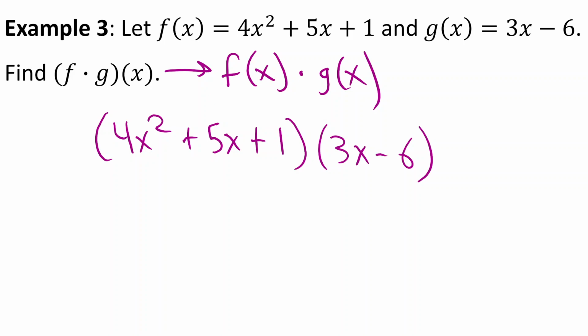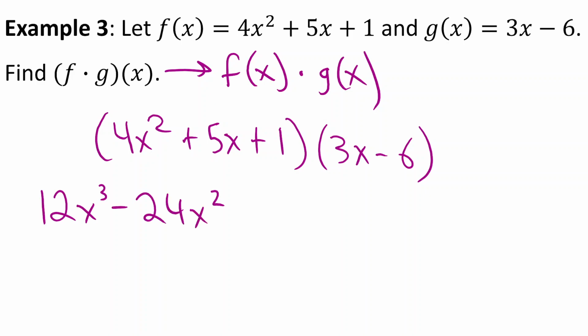Notice I didn't use the little bullet symbol right there in between f and g of x, because normally when we look at multiplication of two functions, we can just see that the first set of parentheses is times the second set. Now, at the next stage of this problem, I would then take each of the terms on the left side. For example, I'll take the 4x squared and distribute that to the 3x minus 6, which would give me 12x cubed minus 24x squared.